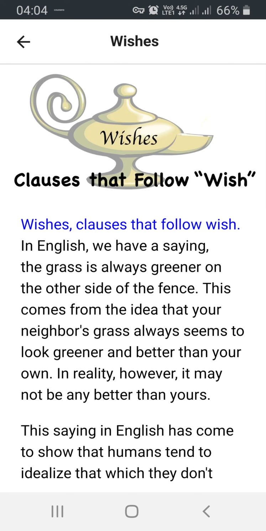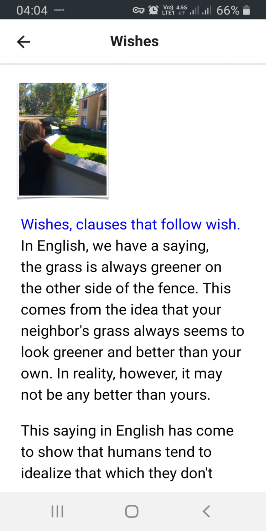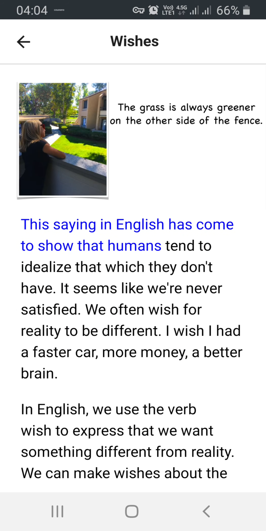Clauses that follow wish. In English, we have a saying, the grass is always greener on the other side of the fence. This comes from the idea that your neighbor's grass always seems to look greener and better than your own. In reality, however, it may not be any better than yours. This saying in English has come to show that humans tend to idealize that which they don't have.